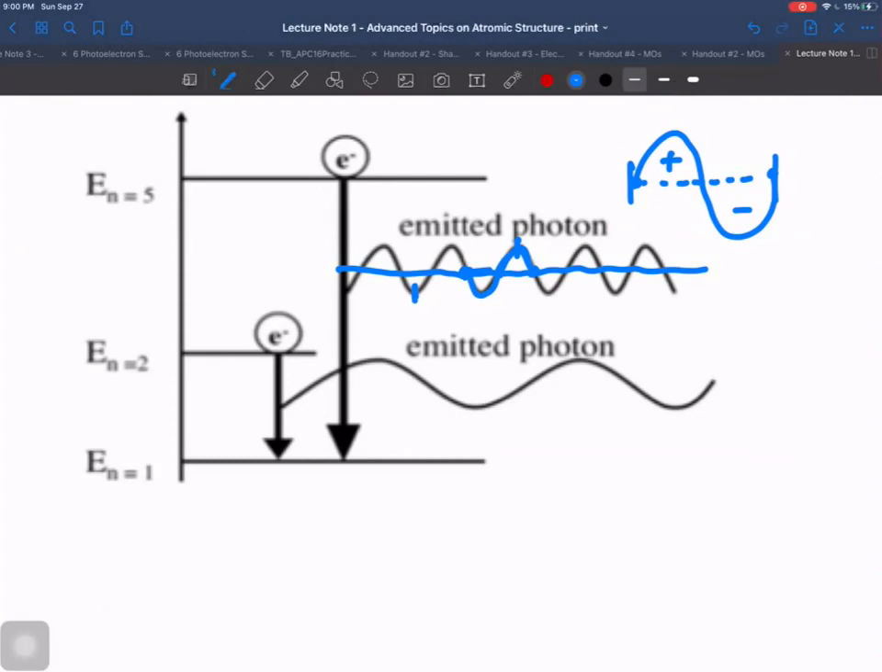And then obviously, if we compare these two, can you tell me which one has a longer wavelength? Yeah, obviously the second, right? The B one has a longer wavelength.